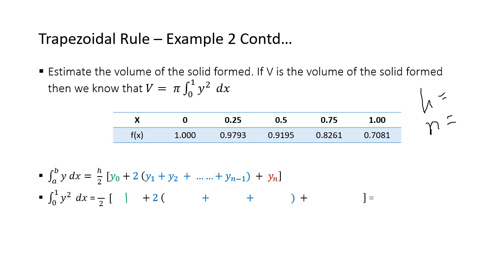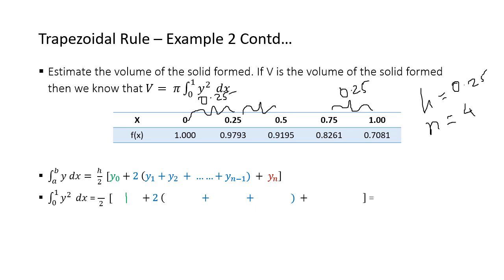So h is the step size. Again, we look at the values of x's for step size. Any two values will do. So 0.25 minus 0 gives 0.25, or 1 minus 0.75 also gives 0.25. That means the value of h is 0.25. And n is equal to the number of data points minus 1. So 1, 2, 3, 4, 5. 5 minus 1 is 4. Hence n is 4.